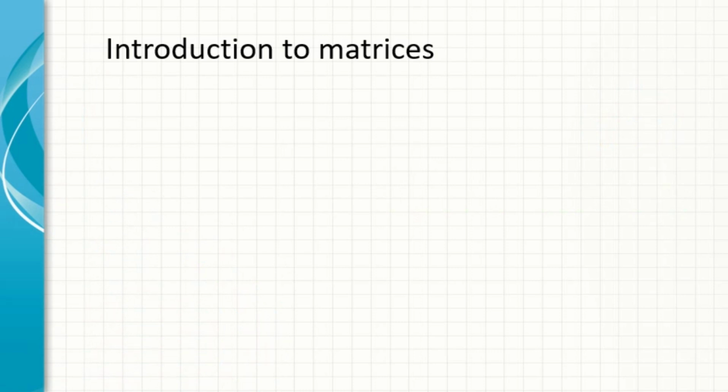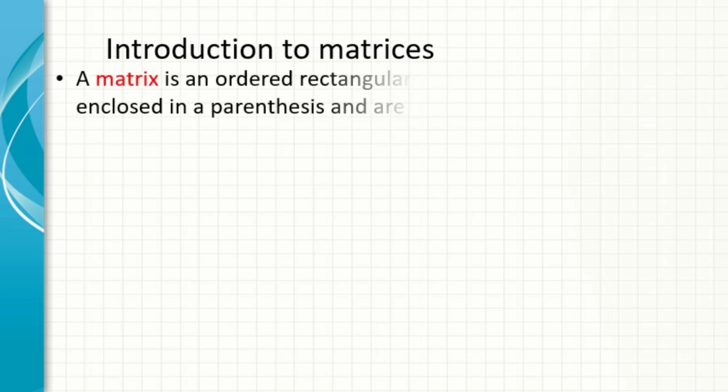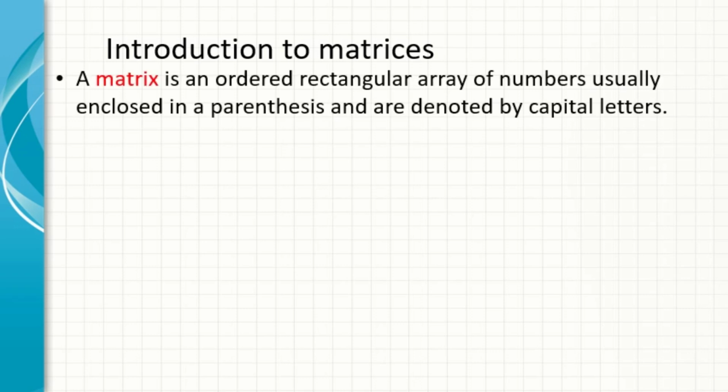Now, on a brief introduction, we will want to know what is a matrix. What do we call a matrix? Now, a matrix is an ordered rectangular array of numbers. We usually enclose that matrix in a parenthesis, sometimes known as brackets. Then we denote a matrix using a capital letter. Like if it's matrix A, we denote using capital letter A. If it's matrix B, you denote using capital letter B.